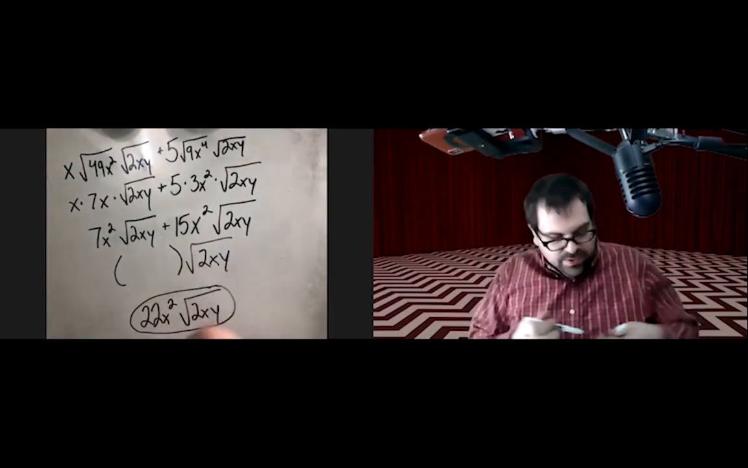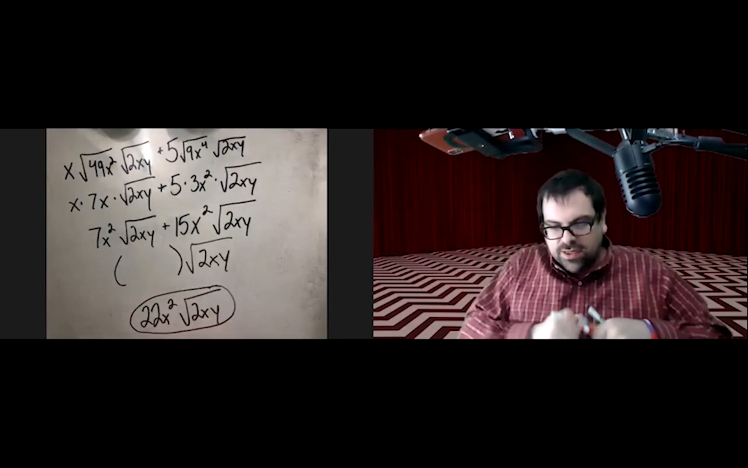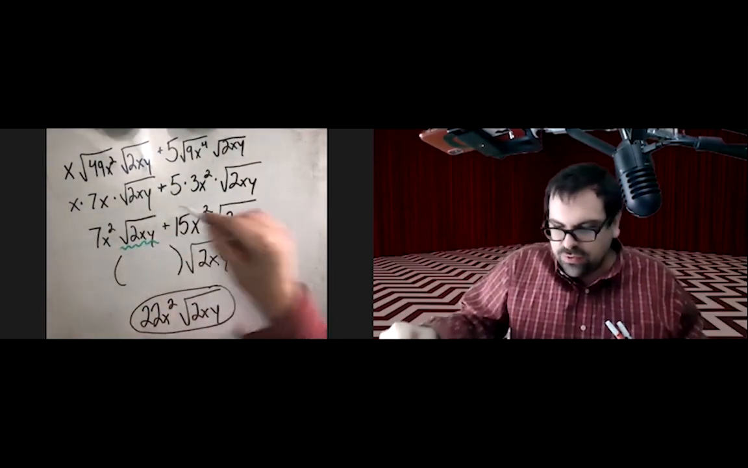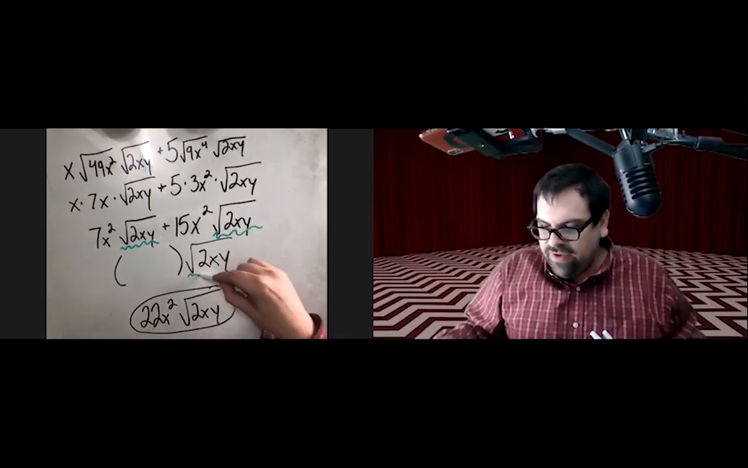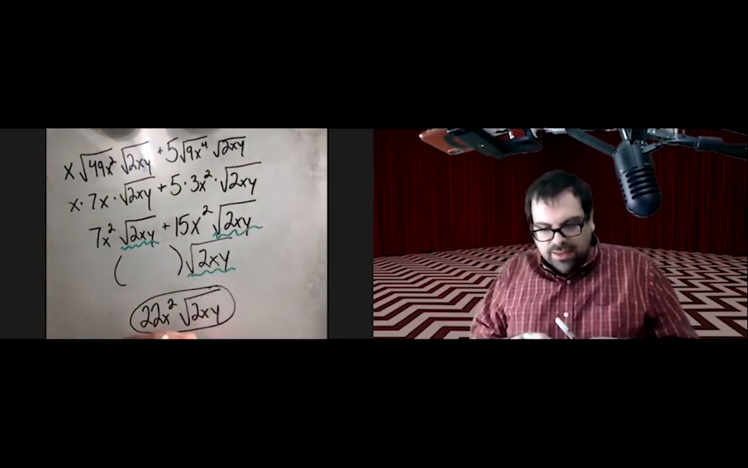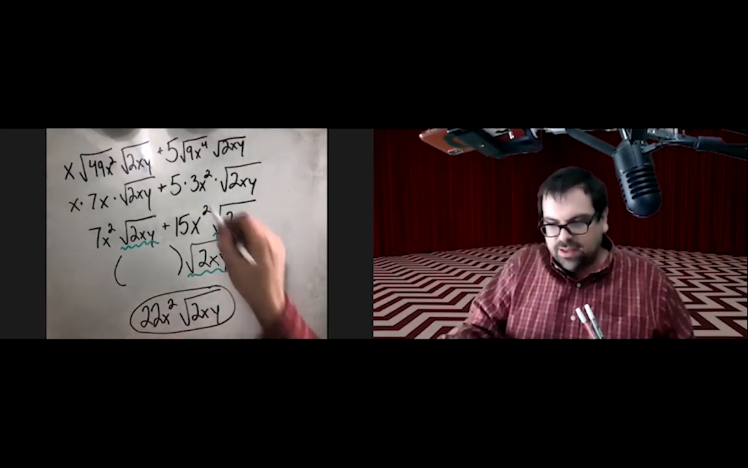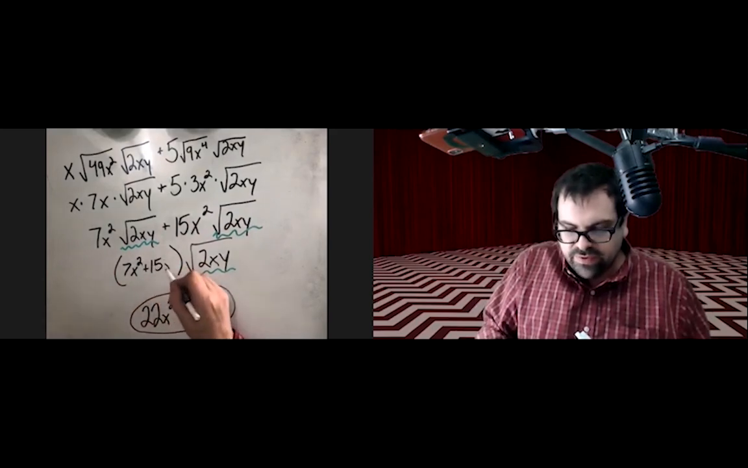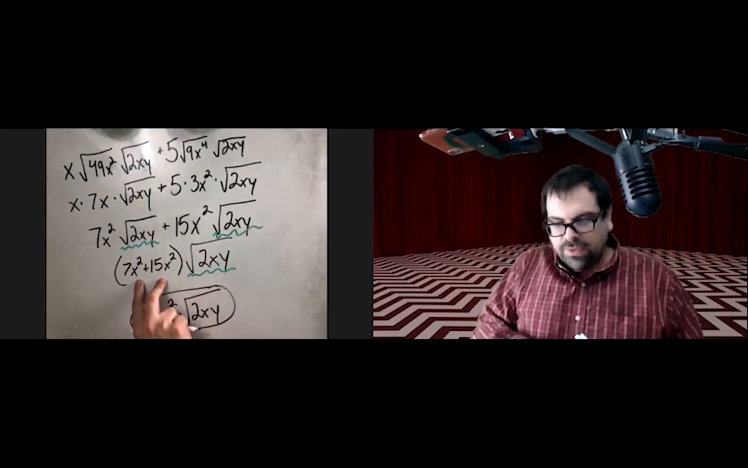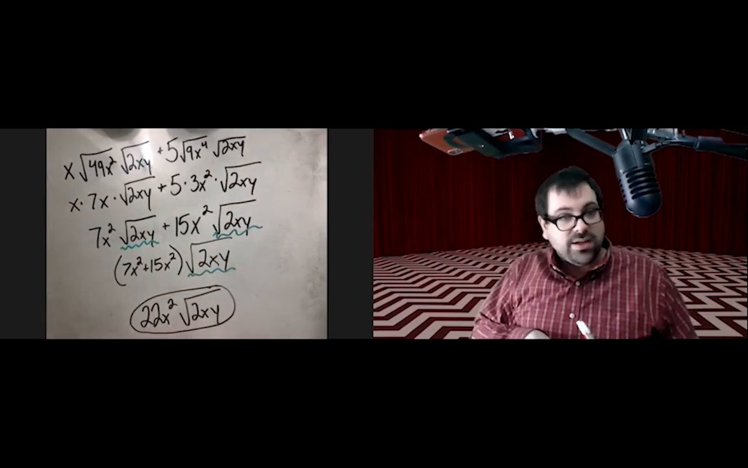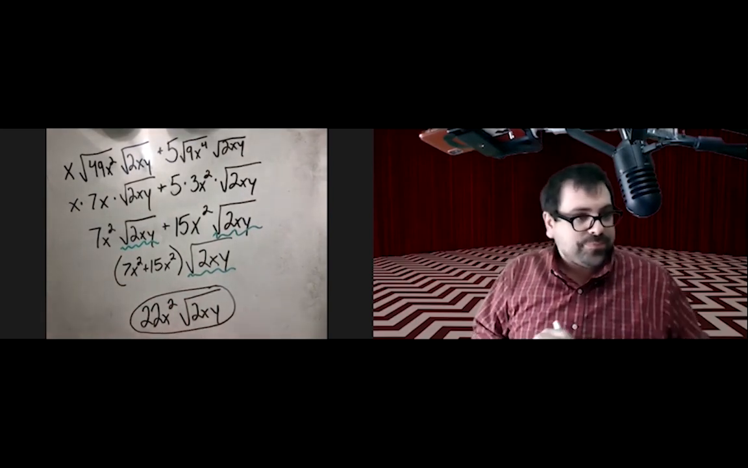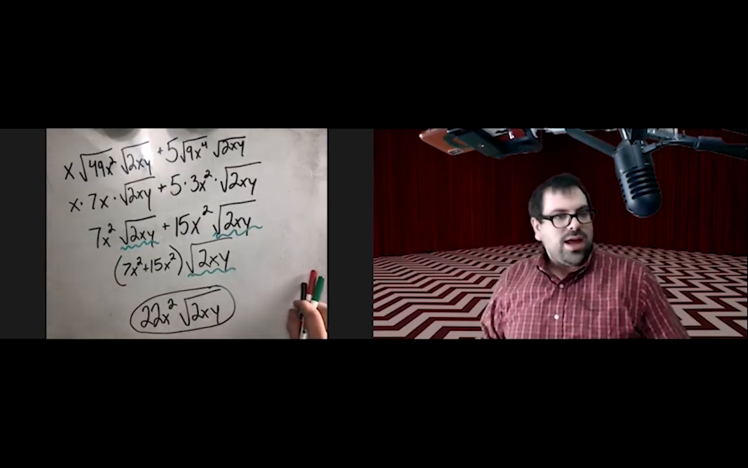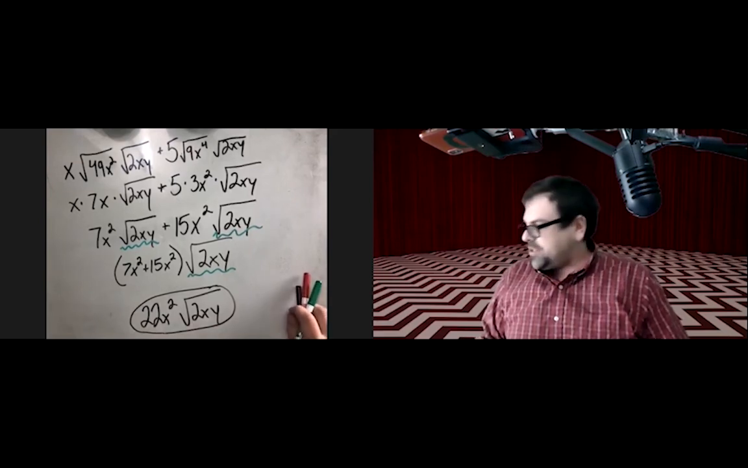And if I factor out the greatest common factor of the radical 2xy, and I've factored it out to here, what am I left with? What's the leftover piece? 7x squared plus 15x squared. 7x squared plus 15x squared is 22x squared. So 22x squared radical 2xy is the final answer.